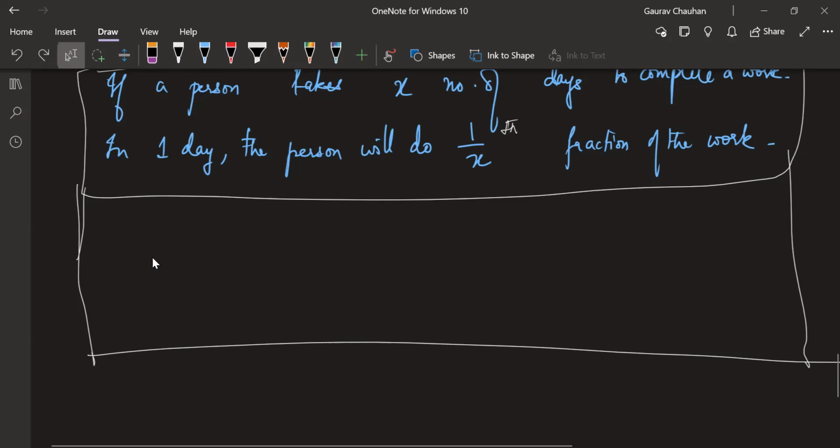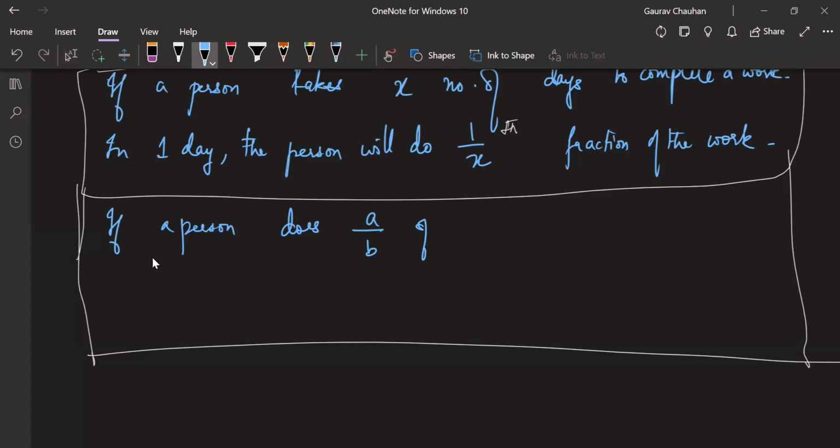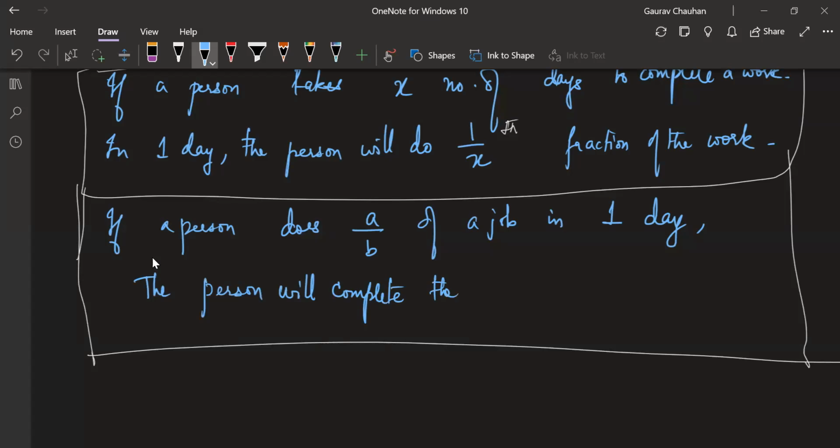If a person does A by B of a work, of a job, in one day, the person will complete the job in dash number of days. Can someone complete this quickly?